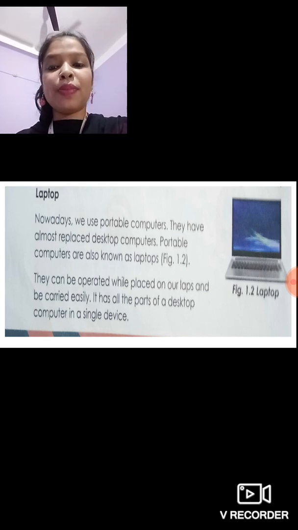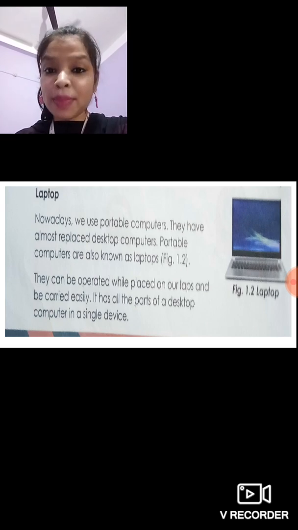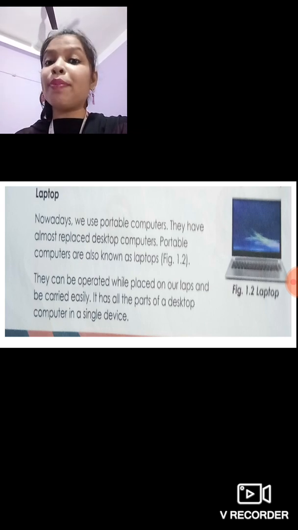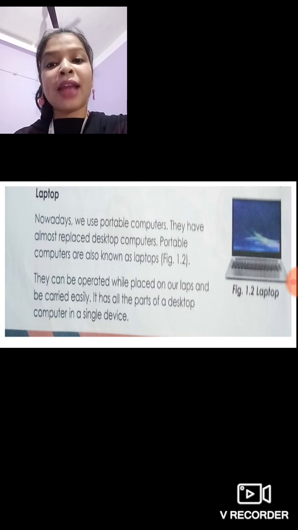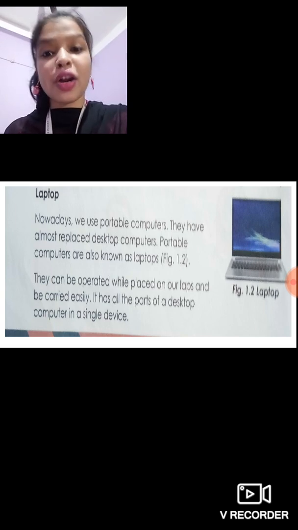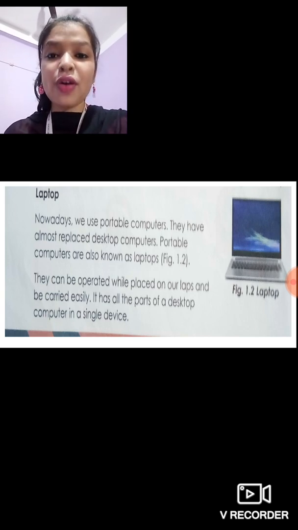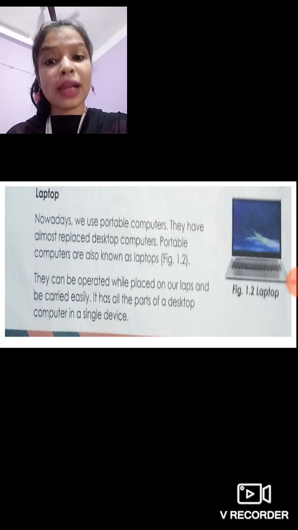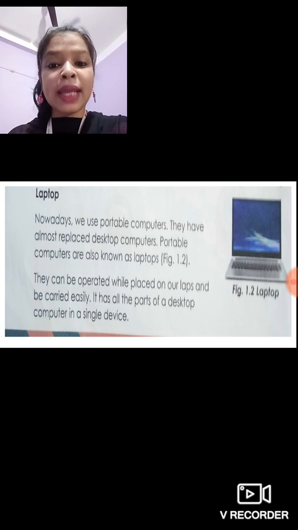Why are they called laptops? Because they can be easily placed on our lap. What do you mean by lap? The region or part between the waist and the knees is known as the lap. You can easily place the laptop on your lap and work on it. So this is how a laptop works and this is how a laptop looks. They can be operated while placed on our laps and can be carried easily. It has all the parts of a desktop computer in a single device.